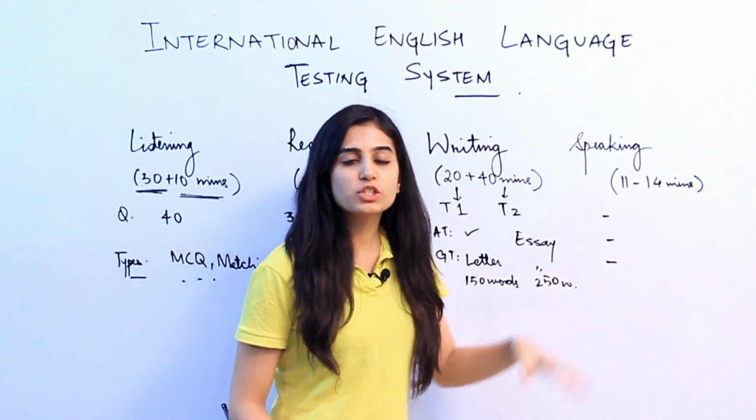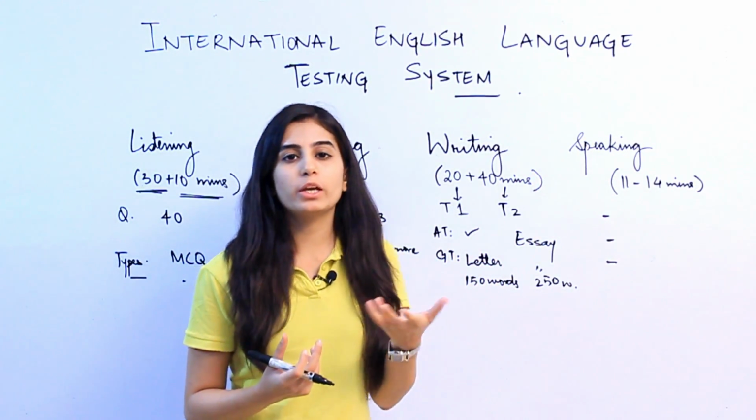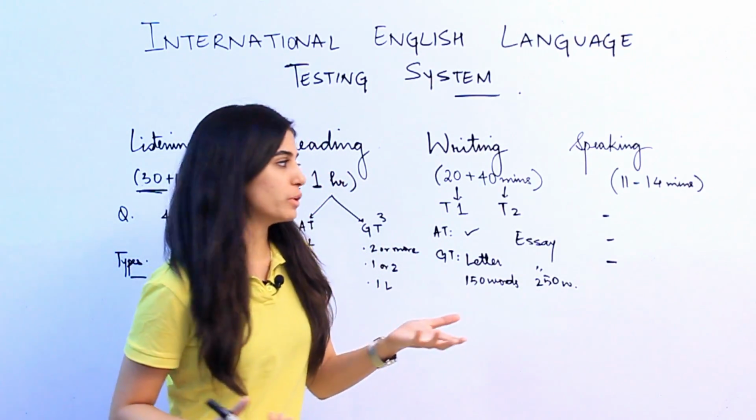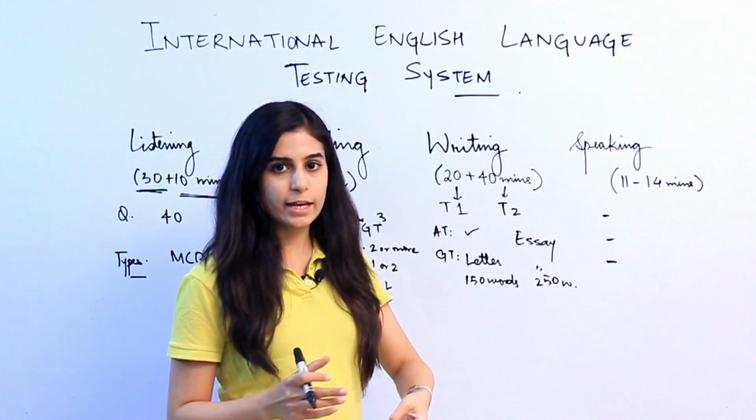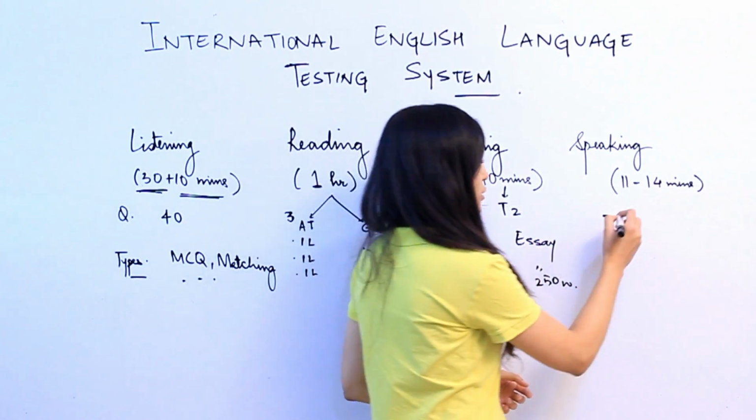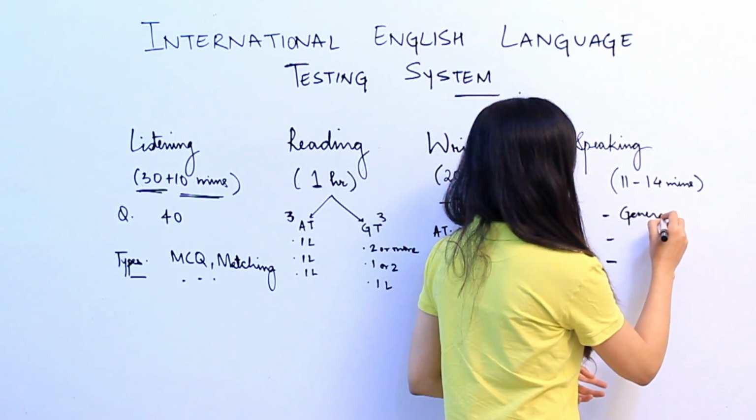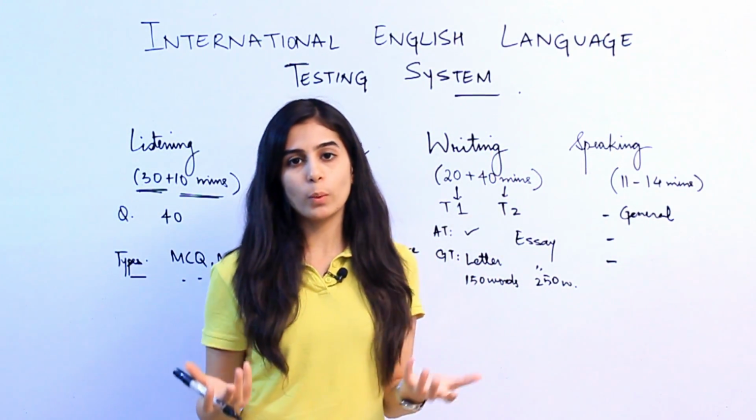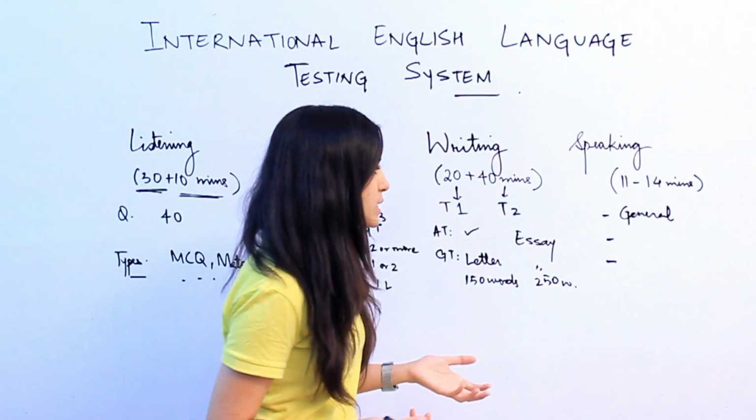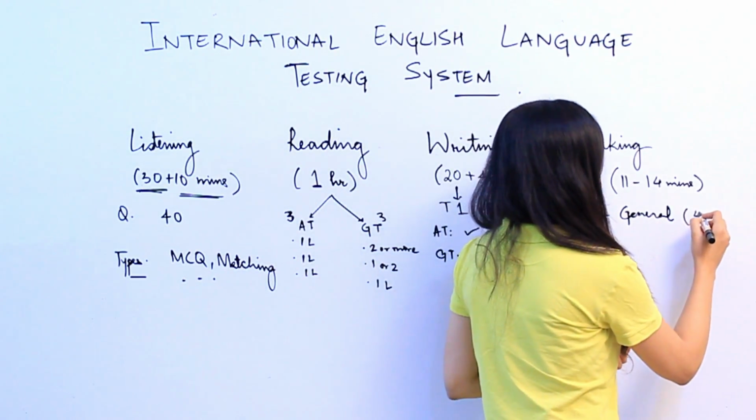The speaking session is a friendly conversation between two people, you and the examiner. So it lasts for around 11 to 14 minutes and has 3 sections. In the first one, it's very general in nature, in which the examiner will ask you some general questions about yourself or questions on familiar topics, which would last for around 4 to 5 minutes.